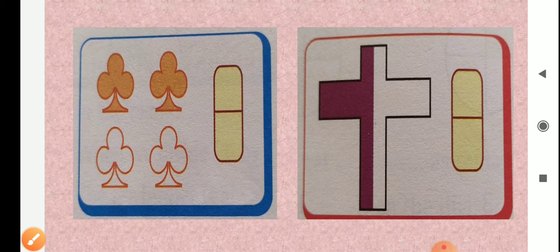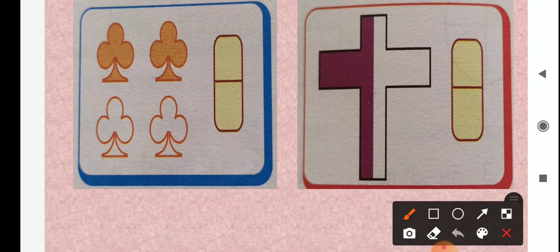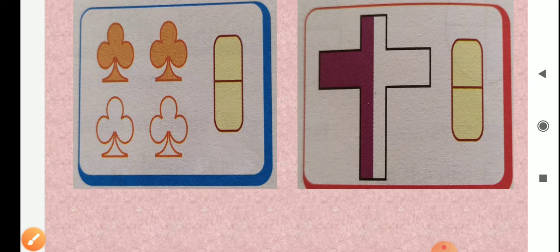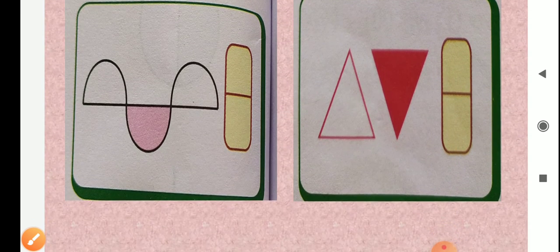Now we will see the next figure. Look here. This is a total of one figure. And how many parts does this figure have? Total 2 parts. So we write 2 at the denominator place, and from that one part is shaded, so we write 1 at the numerator place. So the fraction for the shaded part is 1 upon 2.